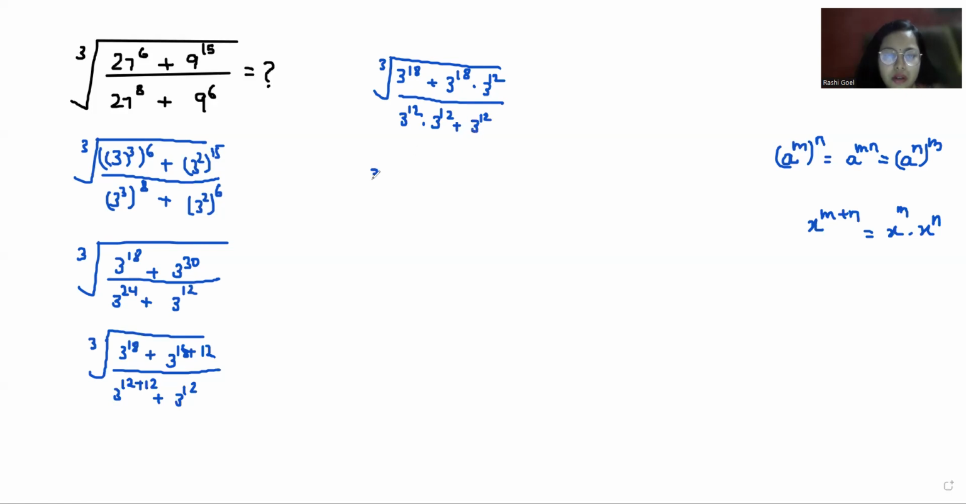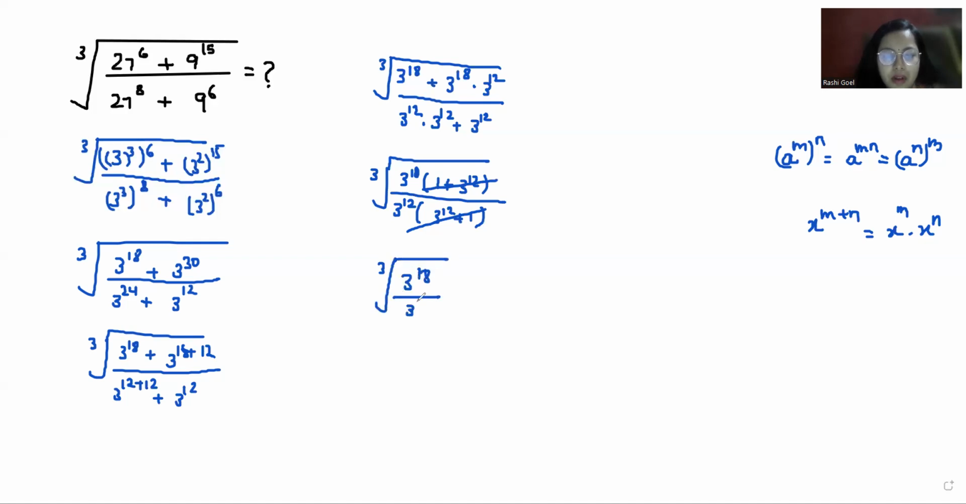From the numerator, I can take 3 power 18 as common, so 1 plus 3 power 12. And if I take 3 power 12 as common from the denominator, so 3 power 12 plus 1. So we can cancel this out from numerator and denominator. So cube root of 3 power 18 by 3 power 12.